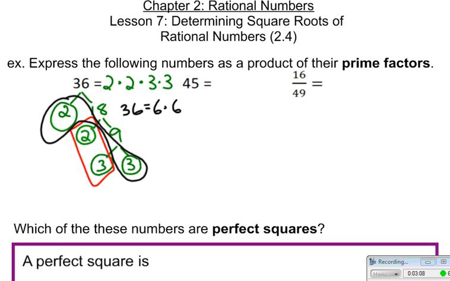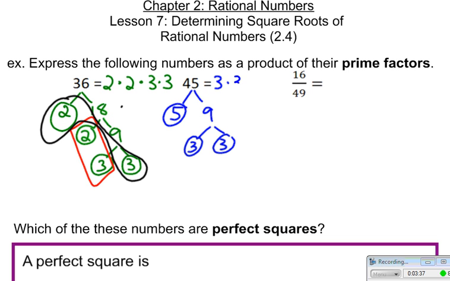Okay, if we look at 45, I have to erase this so I have space. 45 is not an even number, so I cannot divide it by 2. I could divide it by 3, I could divide it by 5. Both of those are prime, so it doesn't really matter which one I pick. I am going to pick 5, and 9 times 5 is 45. So prime is 5, and 9 again, we'll split into 3 times 3. So the prime factors of 45 are 3 times 3 times 5.